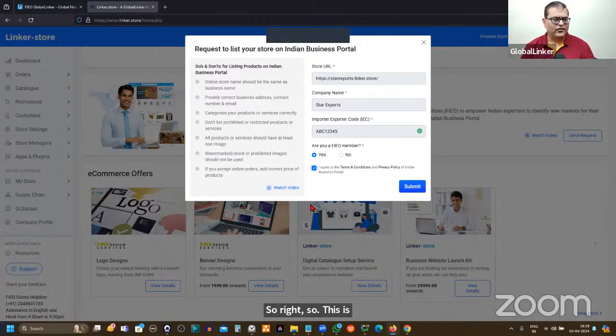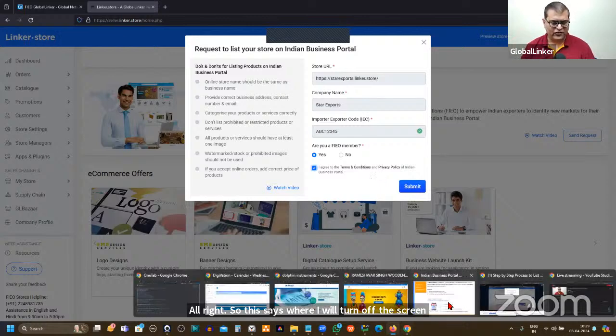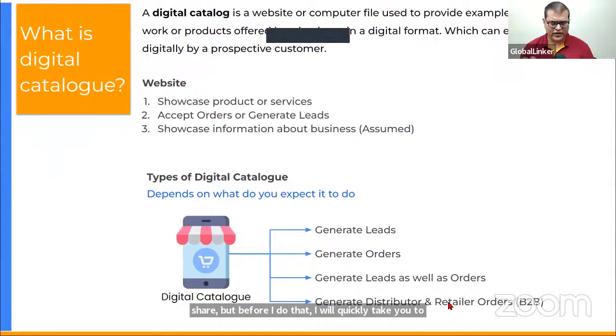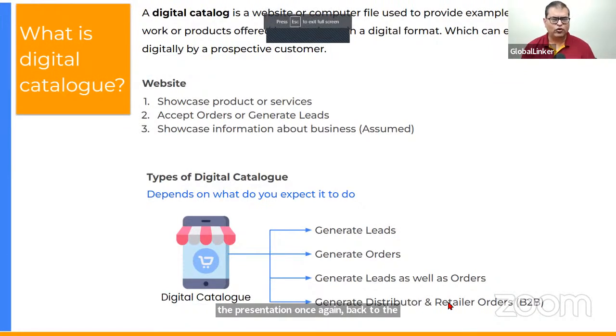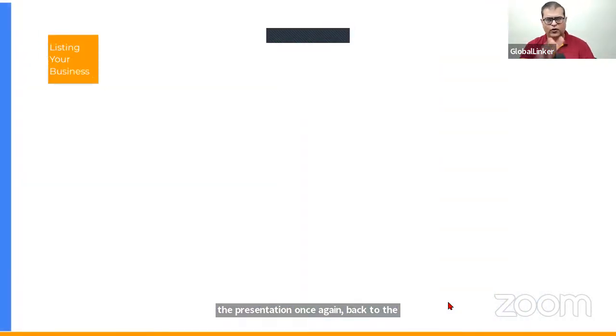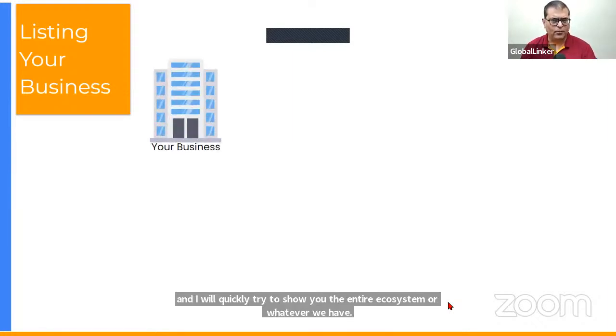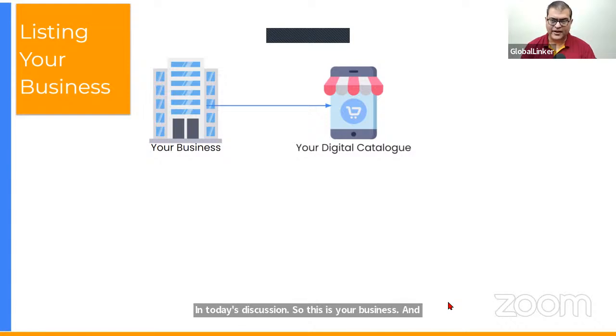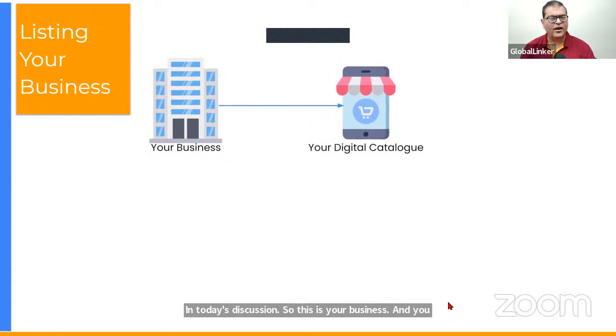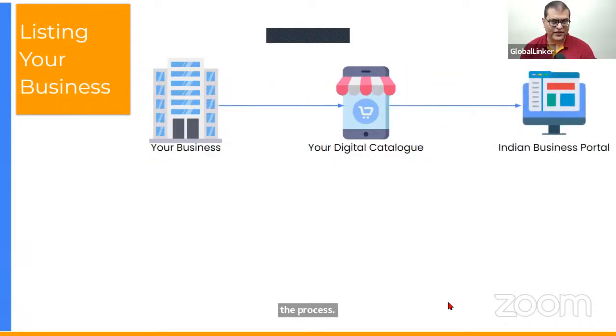All right. So this is where I will turn off the screen share. But before I do that, I will quickly take you back to the presentation, and I will quickly try to show you the entire ecosystem of whatever we have understood in today's discussion. So this is your business, and you will be creating a digital catalog. We have understood the process. Once that digital catalog is ready, that will get linked with Indian Business Portal.